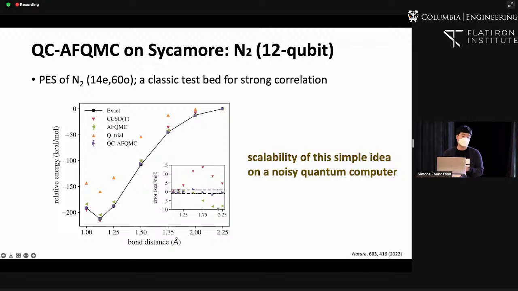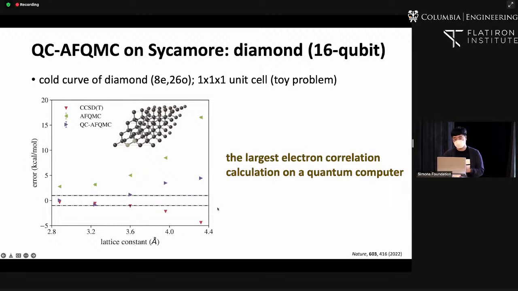We did the same for the diamond cold curve. It's the 1×1×1 unit cell, completely a toy problem. We just did it for the purpose of demonstration. And this is currently the largest electron correlation calculation on a quantum computer that is already competitive with CCSD(T), which is the gold standard method that we have in our field. And this is really an improvement beyond variational quantum eigensolver.